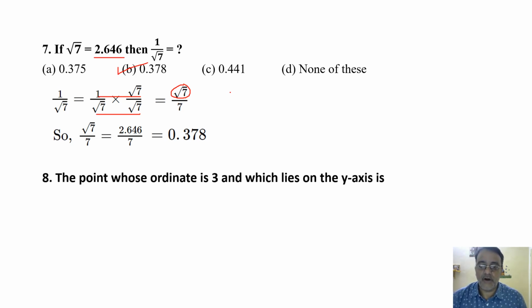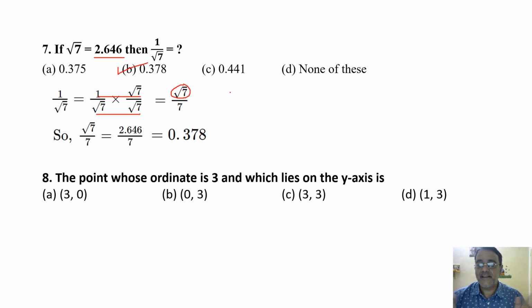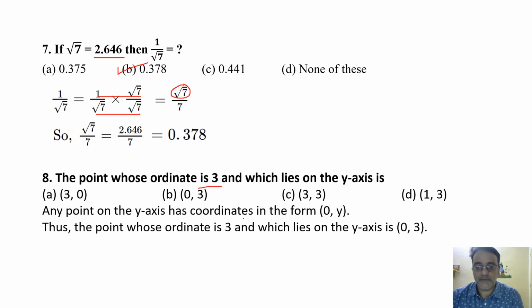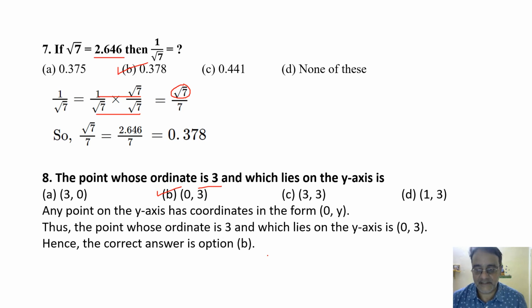The point whose ordinate is 3 and which lies on y-axis is dash. So we know that on y-axis x coordinate is 0, that is abscissa is 0, and the y coordinate is given 3. So any point on the y-axis is in the form of 0, y, right? And here the ordinate is given 3, so that is why the point will be 0, 3, and the correct option is option B, right? Okay, now we are moving toward question number 9.